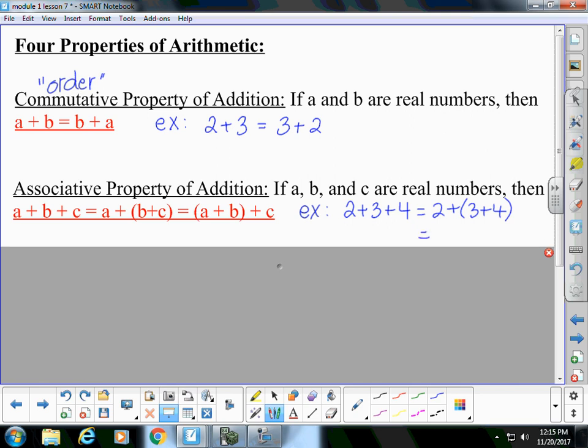Or if I added up the 2 and the 3 first, that would be 5 plus 4 is 9. It doesn't matter what order you add them up in. You're still going to get 9 no matter what. The associative property, I like to think of that as the grouping property, because that's what parentheses do. It tells you what part you're going to group.